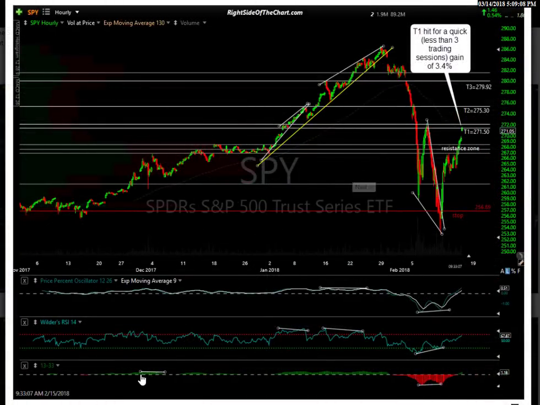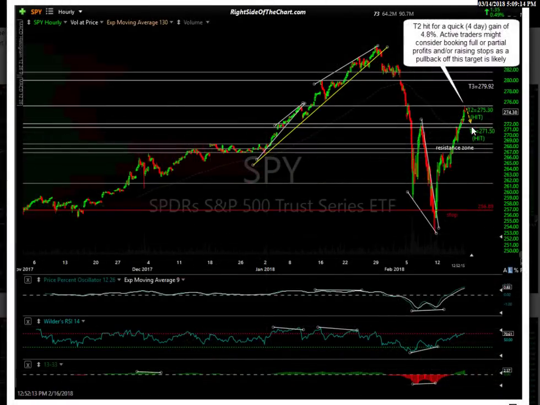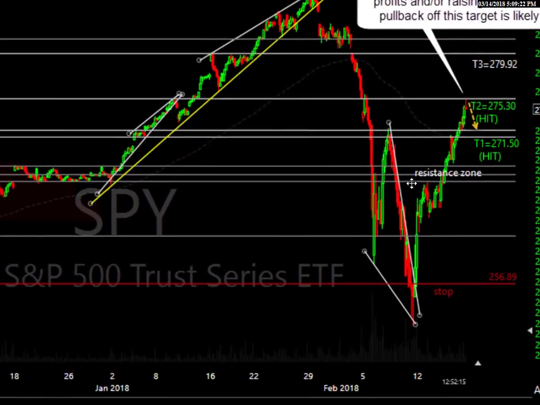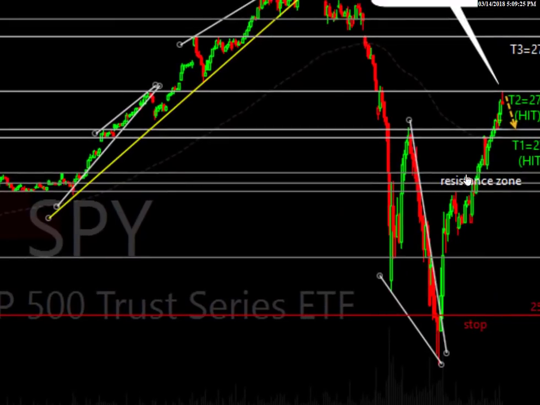So this was the next chart when T1 was hit. There it was. We hit the first target for a quick gain, and then we go to the next chart. T2 was hit just a few days later, and keep in mind when you're on the site, on the right side of the chart on a computer, you can pan and zoom all the charts once you expand them. So you can see when that first target was hit right there, you can see the pullback. It pulled back to just above that resistance zone. So that's what I'm talking about, the reactions off T1, T2.